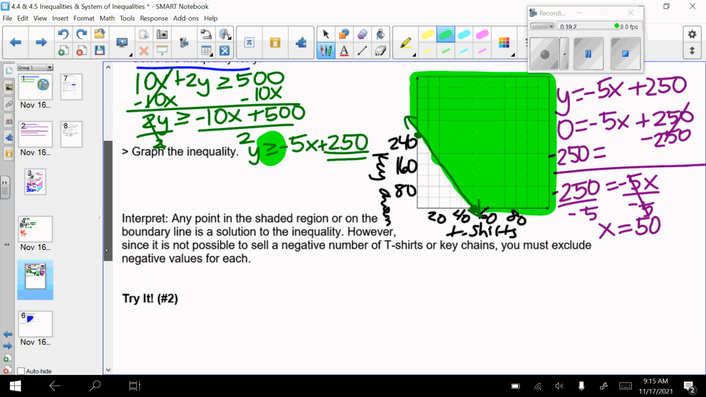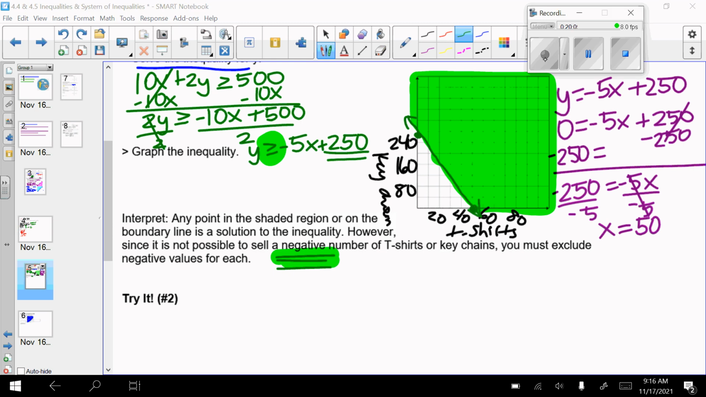Okay, and so another little point, just to interpret from this word problem: any point that's in the shaded region or on the boundary line is a solution, and that's because it's what? A solid line. If it were dashed, that wouldn't be it. So any of those points are part of the solution, but here's the crucial part. It's not possible to sell a negative number of t-shirts or keychains, so you must exclude all the negative values. If we were to go further down or further to the left, we would exclude the negatives. It would only be the positive numbers because you can't have negative t-shirts or negative keychains, right?